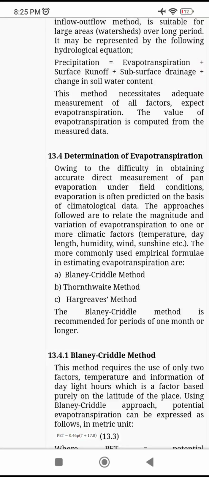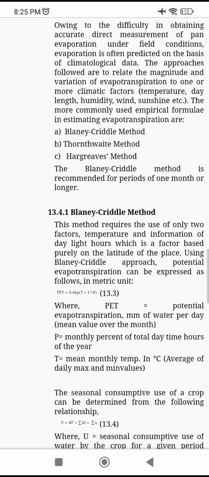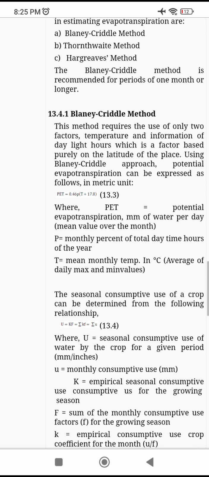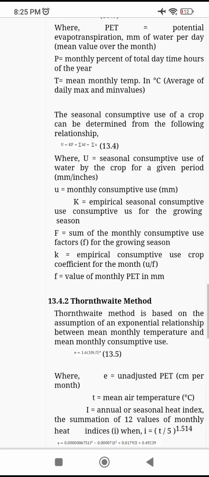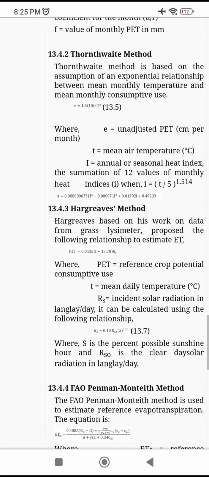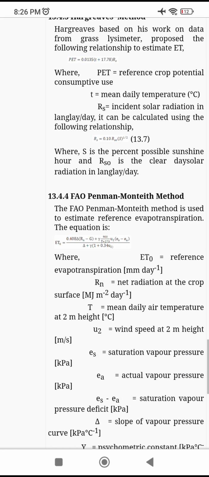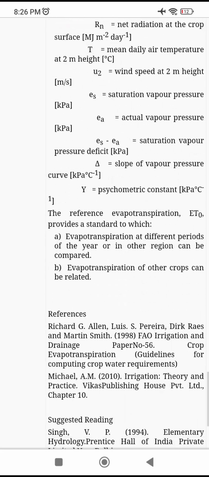So for determination of evapotranspiration, there are some different methods: Blaney-Criddle method, Thornthwaite method, then Hargreaves method. For the Blaney-Criddle method there is a formula, and you should remember this formula. Then Thornthwaite method, then Hargreaves method. So you should know the potential evapotranspiration methods. Then FAO Penman-Monteith method is used to estimate reference evapotranspiration. Remember this name.